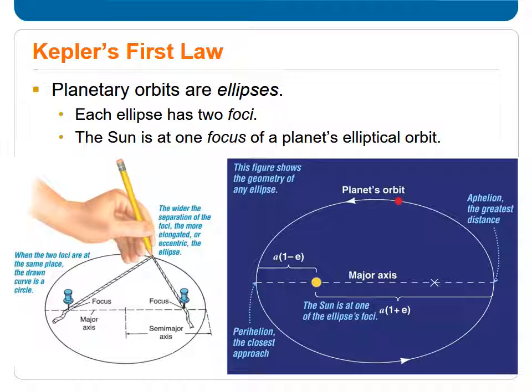So the critical points are: the sun is at a focus. We need to know the major axis size and how the semi-major axis is defined. It's half of the major axis. We need to know the perihelion point, the point closest to the sun, and the aphelion point, the point with the greatest distance from the sun. Now, the best way to figure all these things out is to use the UNL interactives.